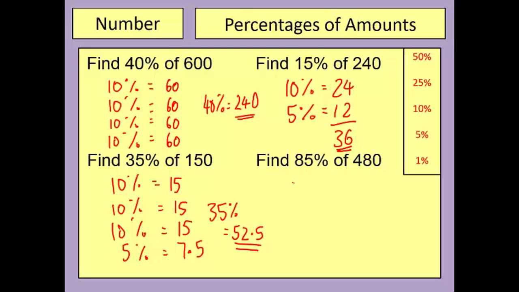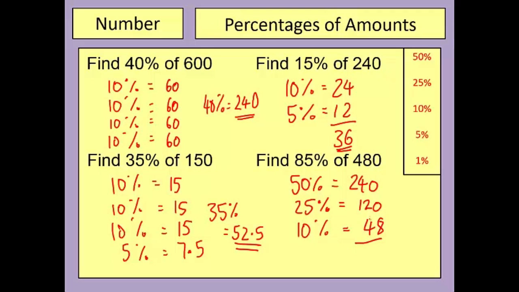And finally, the last question, I think for this one I'll go for 50%, 25%, that's 75 so far, and a 10%. So 50% of 480 is 240, 25% is 120, and 10% is 48. And if we add up all of these, we'll get 408. And that concludes the video on percentages of amounts.